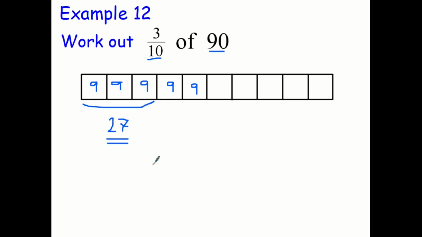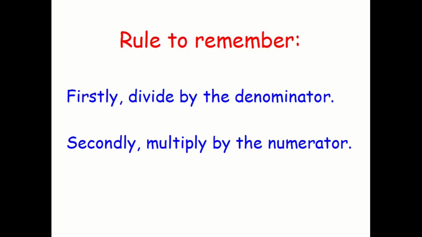So, to remind you of the other way of doing the calculation, of course, is 90, using the little flow diagram, divided by 10, or divide by the denominator, and then multiply by the numerator. And you get your answer 27. So the really important rule to remember, firstly, divide by the denominator, and then multiply by the numerator.